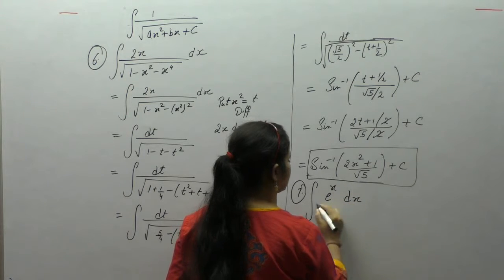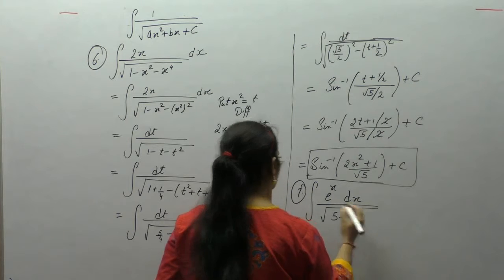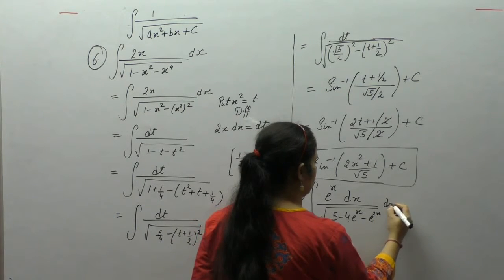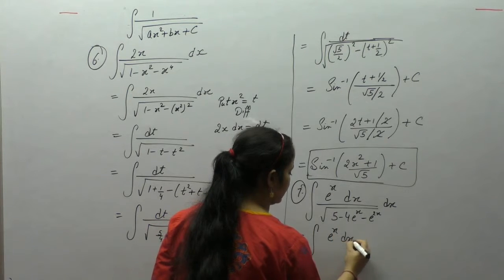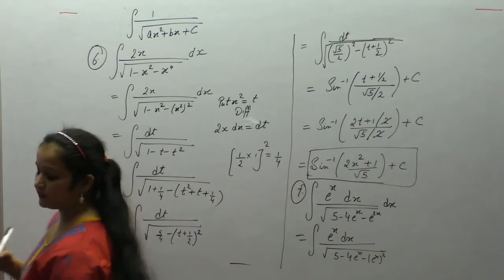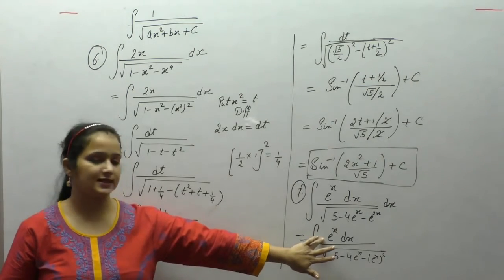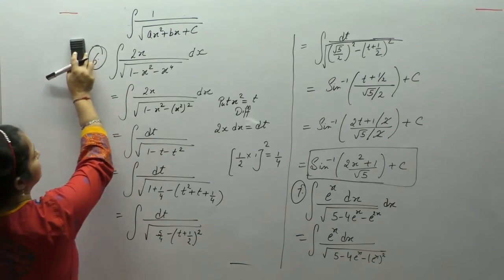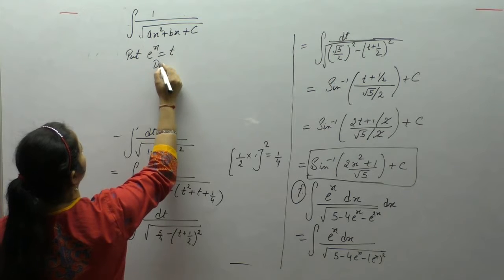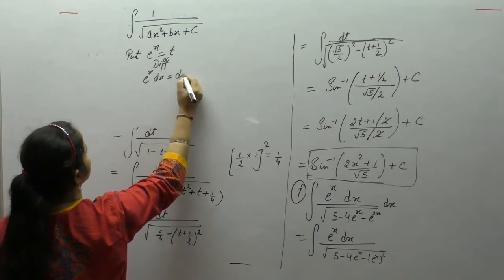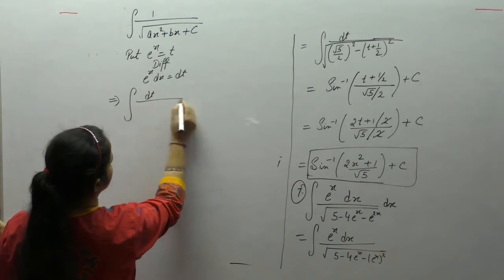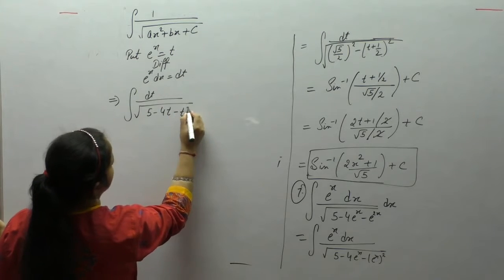Next is integral of ex dx upon square root of 5 minus 4ex minus e power 2x dx. We can write e2x as ex whole square, so we have square root of 5 minus 4ex minus ex square. Now we have the derivative of ex in the numerator. Derivative of ex is ex, so put ex as t. Differentiate: ex dx is dt, so we get dt upon square root of 5 minus 4t minus t square.